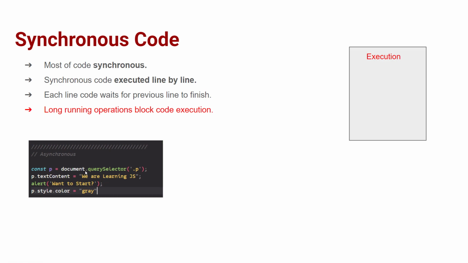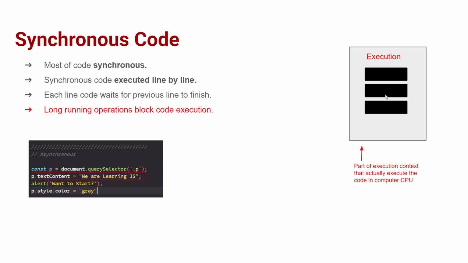So inside that, this is my comment, don't focus on this one. This is the code in JavaScript, right? It runs line by line, one line, second line. On the right side you will see the execution part, which actually executes the code in the computer CPU. This is the first one, second one, and third one. Once you see the third one, you need to see the alert box inside your browser.